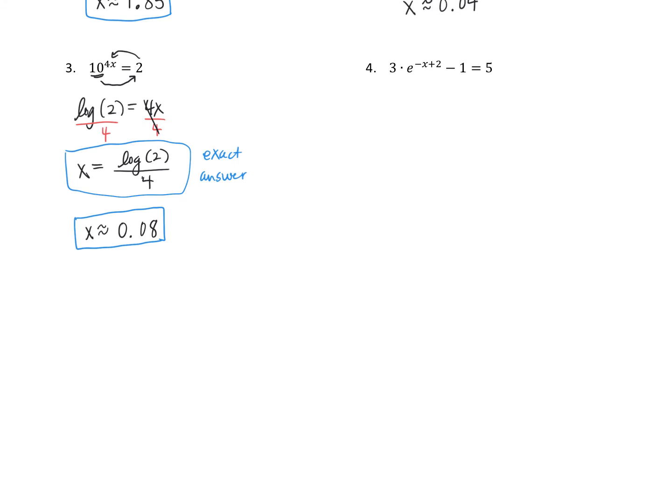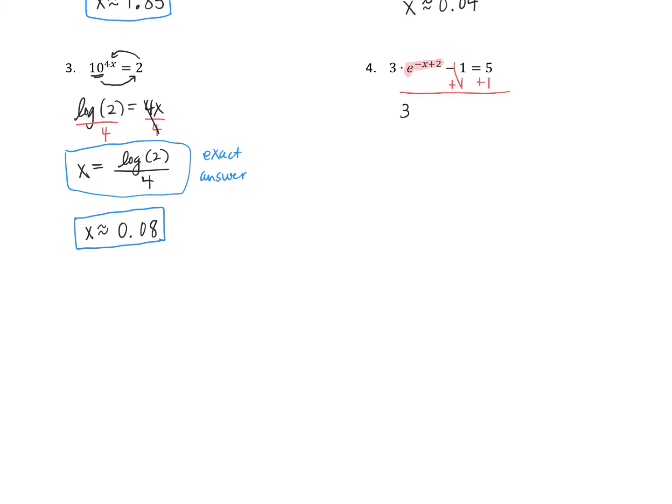All right, last we're going to do number 4. So this one, you can see that the exponential expression is definitely not by itself. So your first goal is to identify what is the exponential expression. In this case, it's e, the base, raised to the negative x plus 2. That is what you're trying to get by itself. The first thing you will undo is the addition or subtraction. So we would add 1 to both sides.